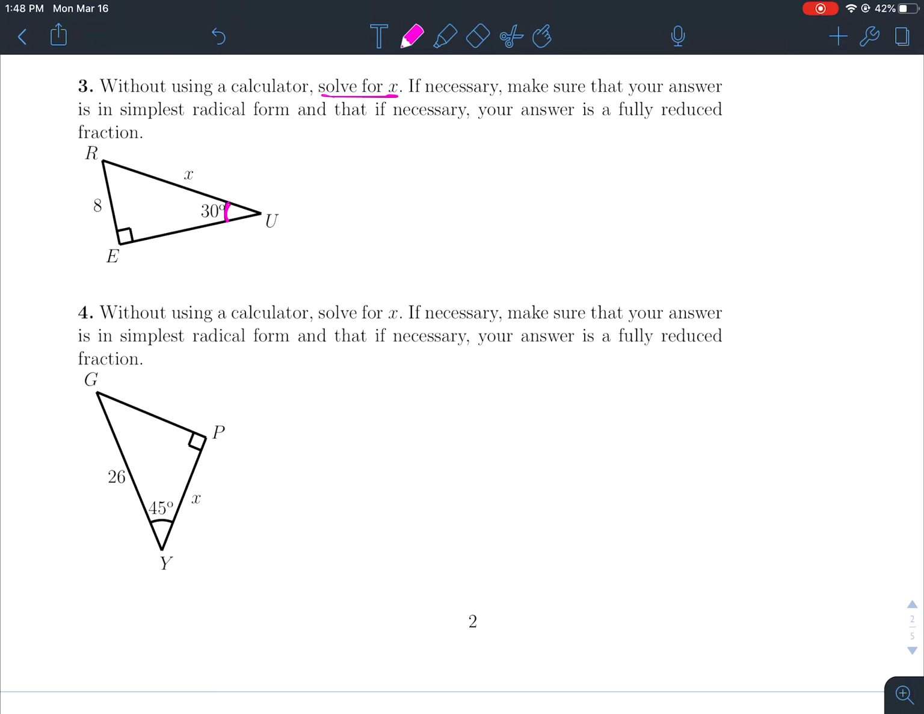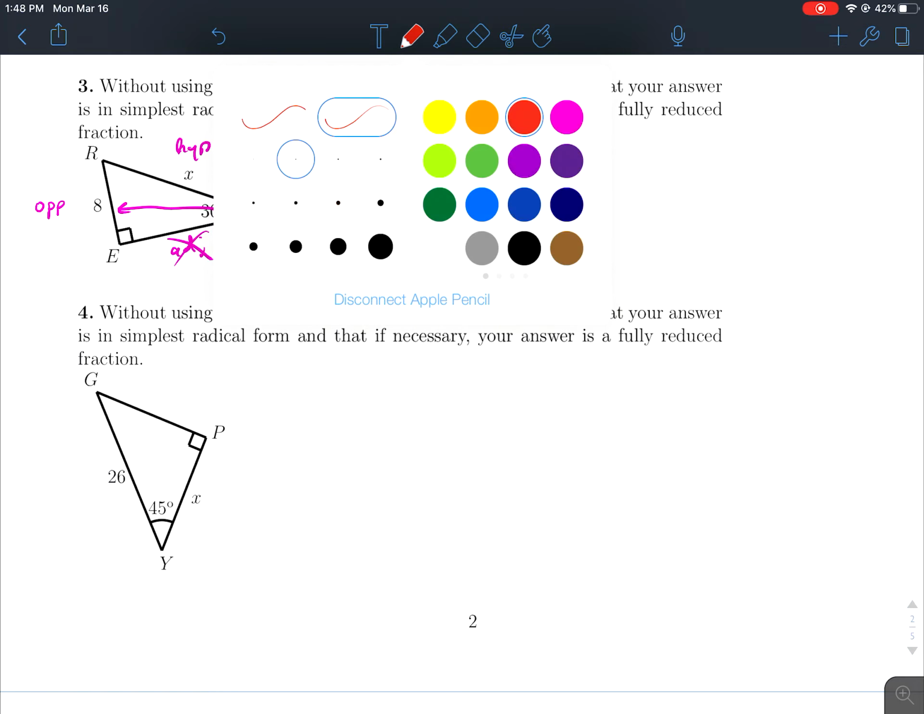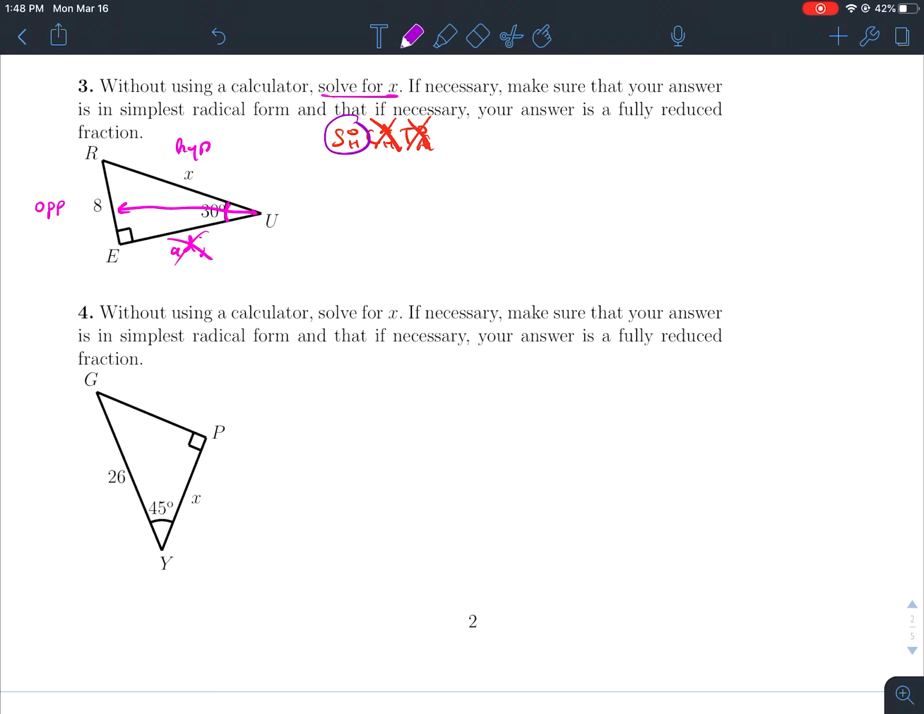So we've got our focus angle here. We label the sides. This is the opposite. This is the hypotenuse. This is the adjacent. We don't want the adjacent anymore. So we think SOH CAH TOA. Now, we didn't want the adjacent, so we've got to cross out anything that has an A in it. And we're left with sine.